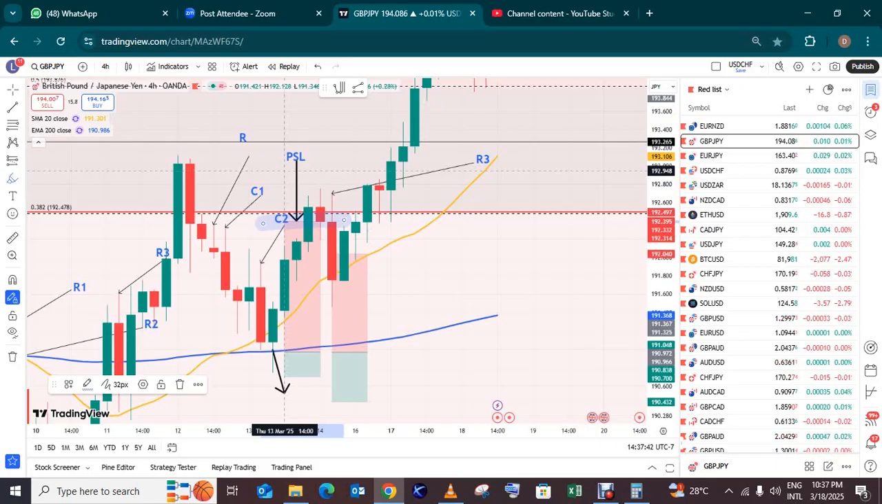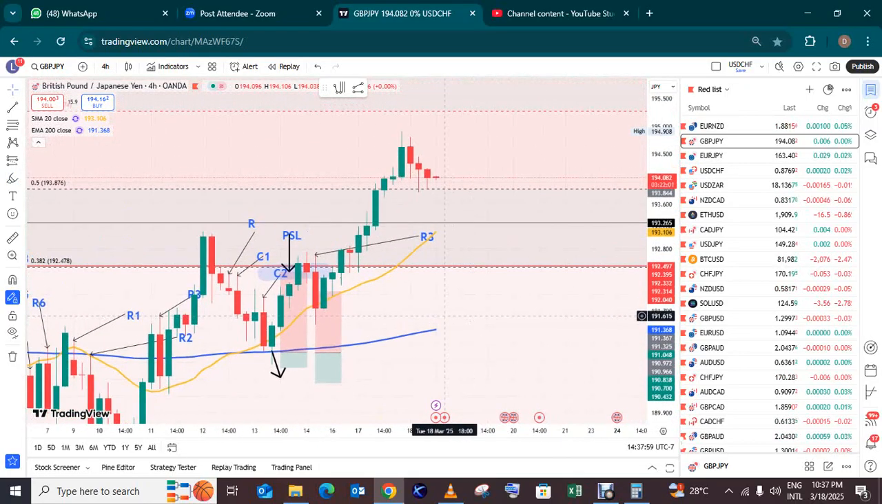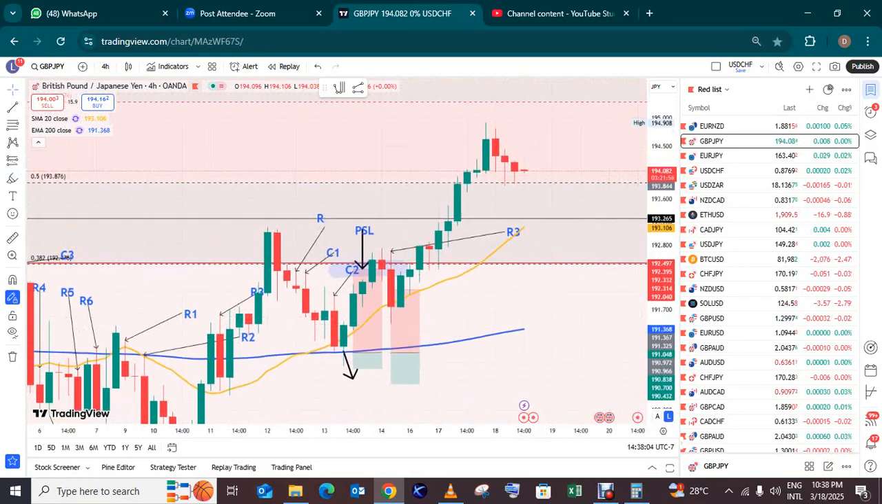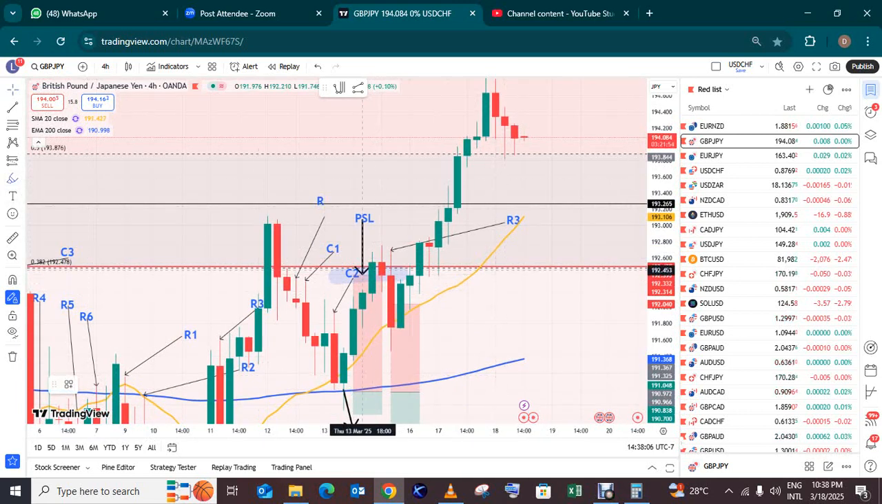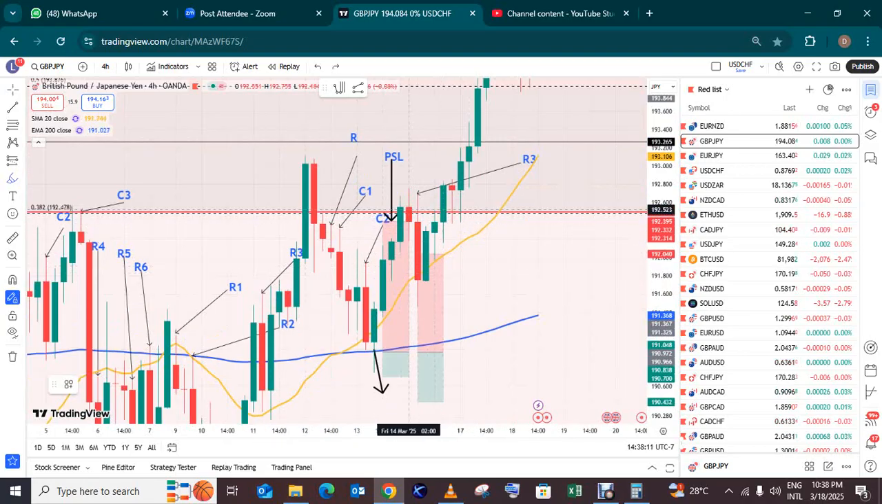I've seen this happen many times: if price comes towards a PSL zone or area which I've set and breaks it, it means the market is not satisfied and still wants to keep on going higher. That's what the market has been doing since this week. On Friday we saw all this chunk happening.